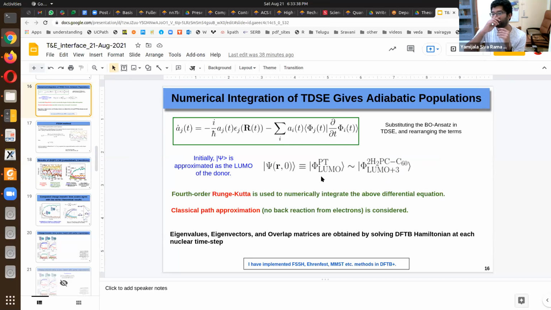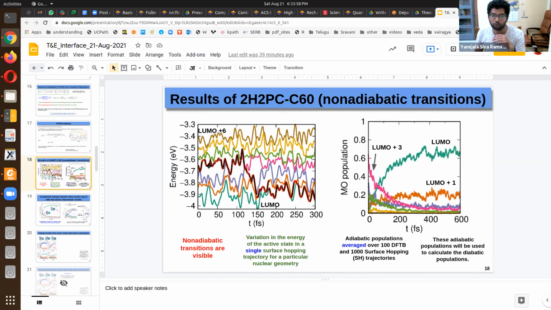What we are trying to simulate is what happens after the excitation has happened. After excitation, the electron should in general go to the LUMO of the donor molecule, and we are simulating with a single electron. Once this electron goes to the LUMO, from there we are trying to see how it moves down. Here LUMO plus 3 corresponds to the LUMO of the donor, which is H2Pc in this case, and LUMO here corresponds to the fullerene LUMO. How it is transferring is what we are seeing.